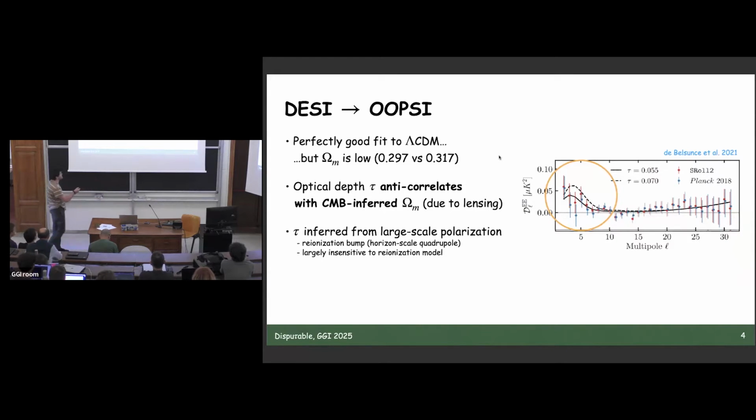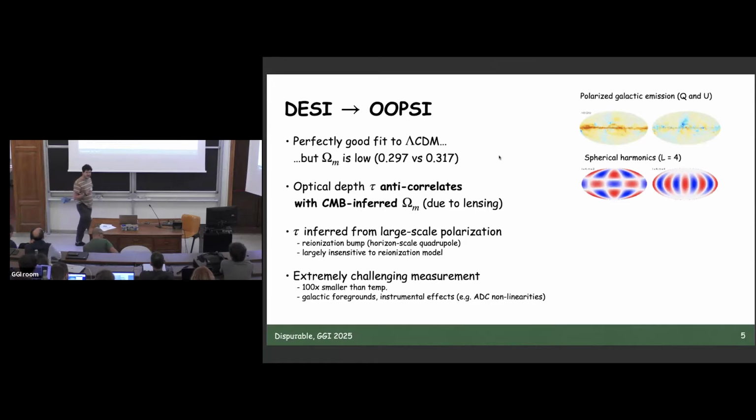There's this so-called reionization bump that's proportional to the optical depth squared in the EE power spectrum. And this reionization bump is due to quadrupole anisotropies that are horizon scale size at the time of recombination, or sorry, at the time of reionization. So this is very large scale, something like L of 5. And the way that tau is inferred from this reionization bump is relatively insensitive to the model that you have of reionization, which is a very nice feature of inferring the optical depth from low L EE.